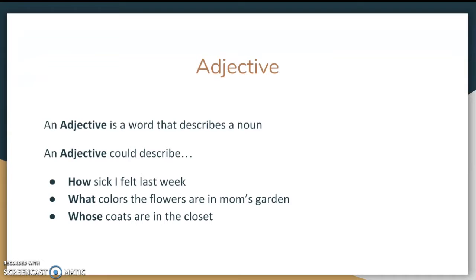Now let's go over adjectives. An adjective is a word that describes a noun. An adjective could describe how sick I felt last week, what colors the flowers are in Mom's garden, and whose coats are in the closet.